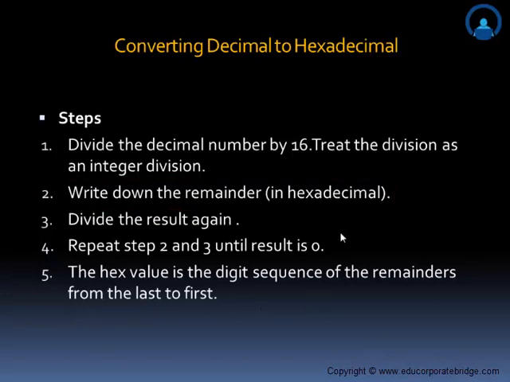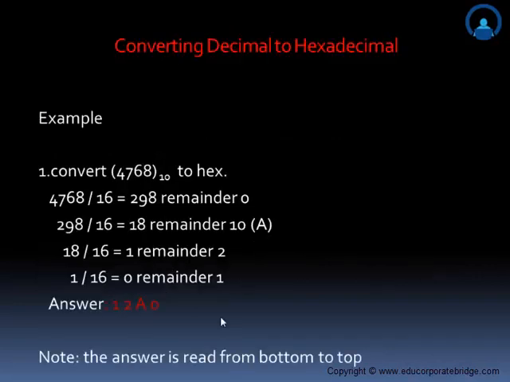The division is continued till we get the coefficient as 0, and the remainders obtained are read with the last one as the MSB, the same way we have done for binary and octal numbers. Let's take an example to understand the conversion of the number systems. This is 4768 to the base 10. It is a decimal number. We divide this by 16.